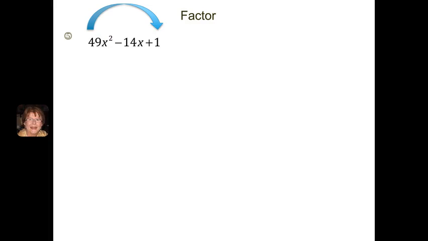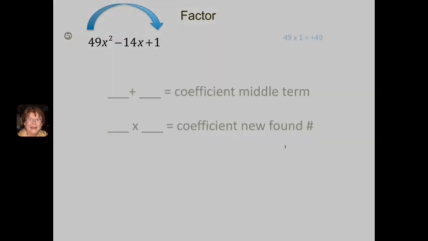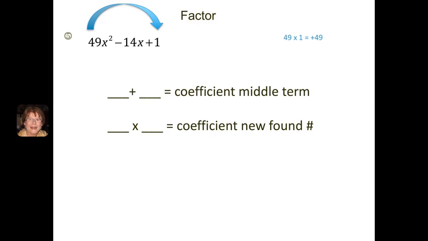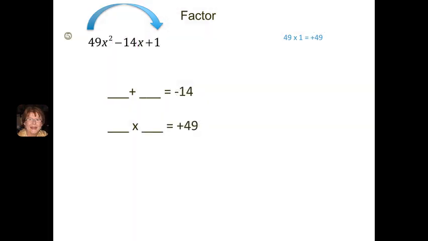The strategy, the technique, is multiply the first number by the last number. 49 times 1 is positive 49. Then look for two numbers that, when you add them, give you the coefficient of the middle term, which is negative 14, and when multiplied, give you that newfound number, which is positive 49. Take a moment, look for those two numbers.